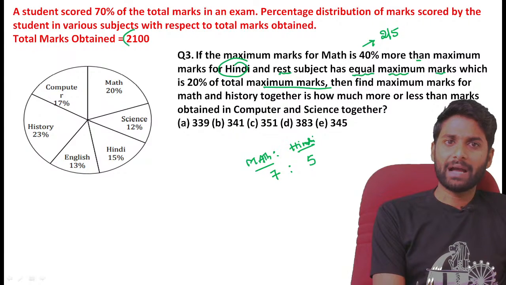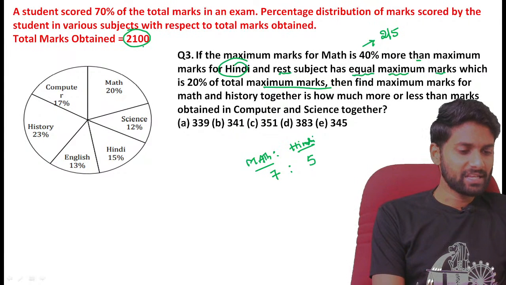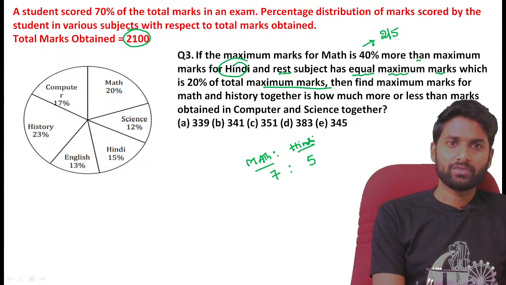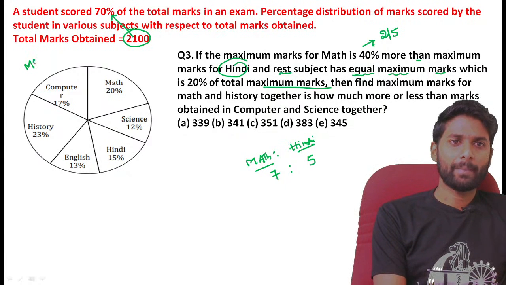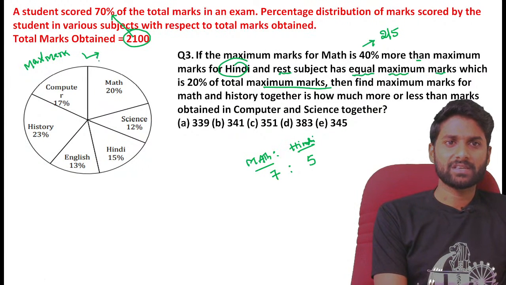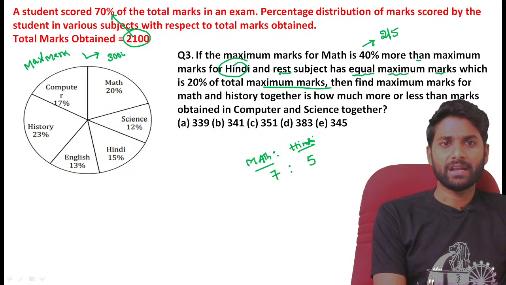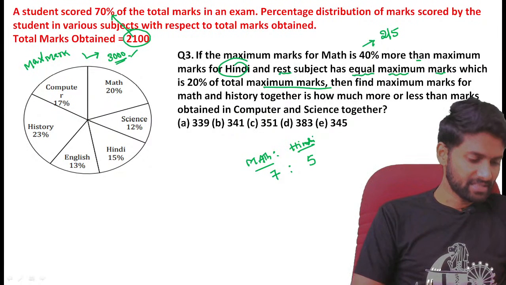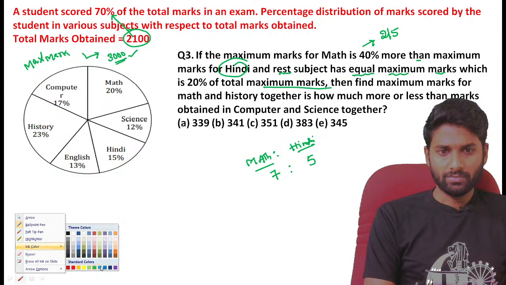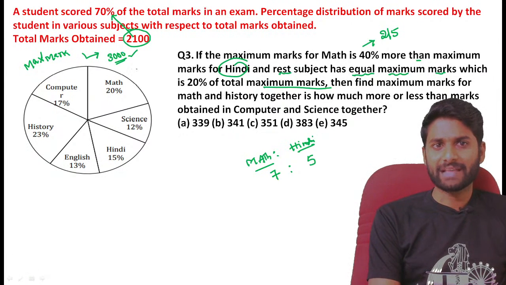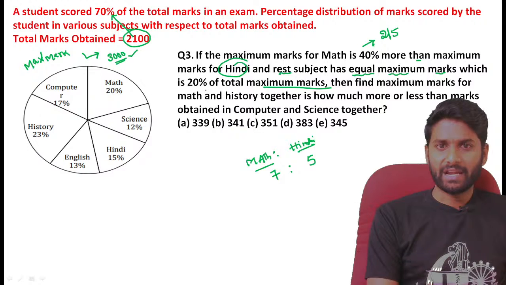We already know that marks obtained by student is exactly equal to 2100. Then 2100 value exactly equal to 70 percentage. So here maximum marks, 70 percentage is equal to 2100. Then 100 percentage value become exactly 3000. So that is the maximum score of that person. Now see, you can get that maximum mark is equal to 3000.